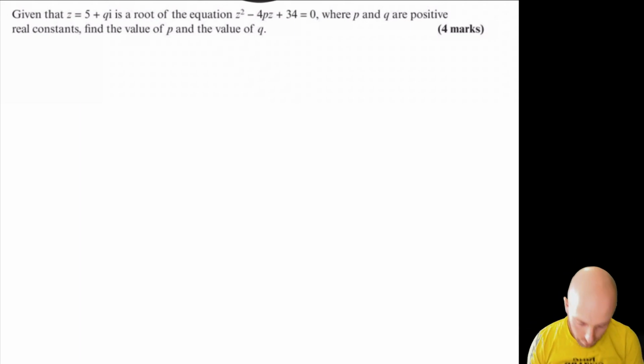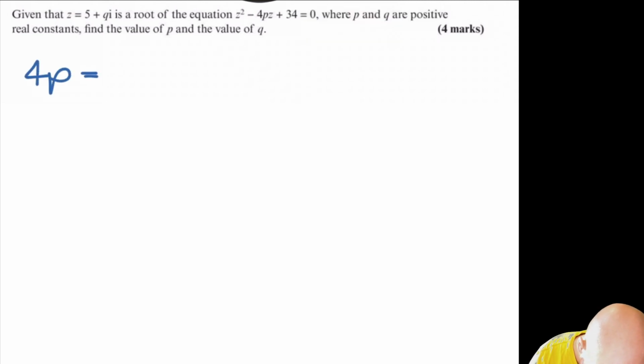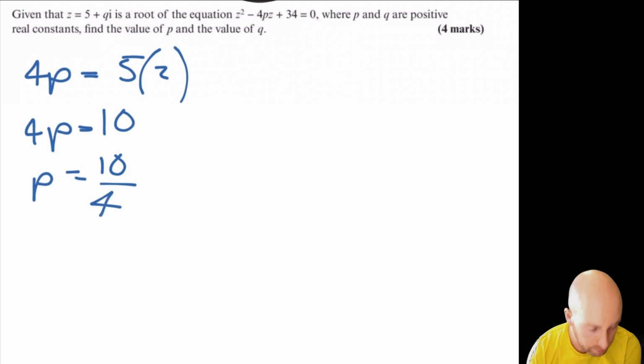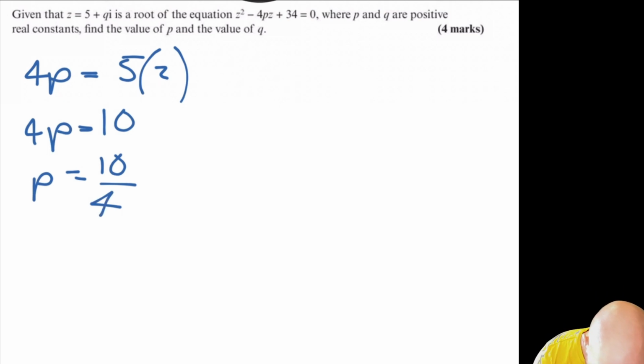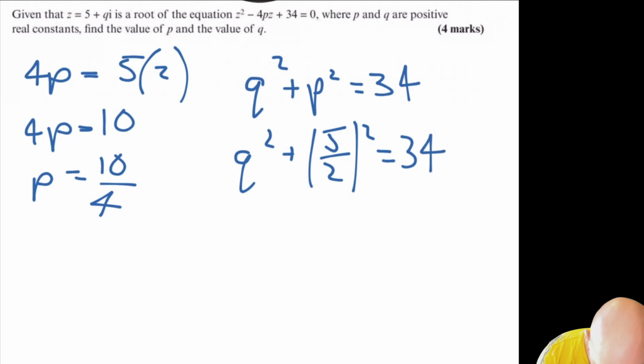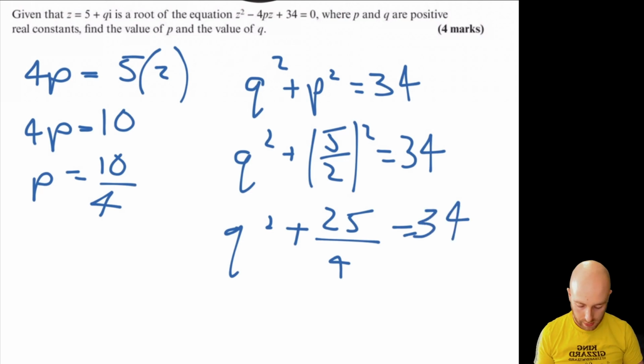Okay, so minus 4. We can say 4P equals 5 times 2. So 4P equals 10. So P is 10 over 4. And Q squared plus P squared equals 34. So Q squared plus 5 over 2 squared is 34. Q squared plus 25 over 4 is 34. So 34 take 25 over 4.